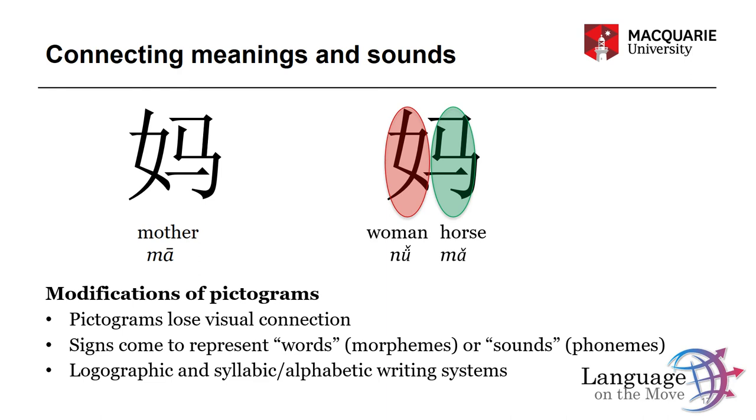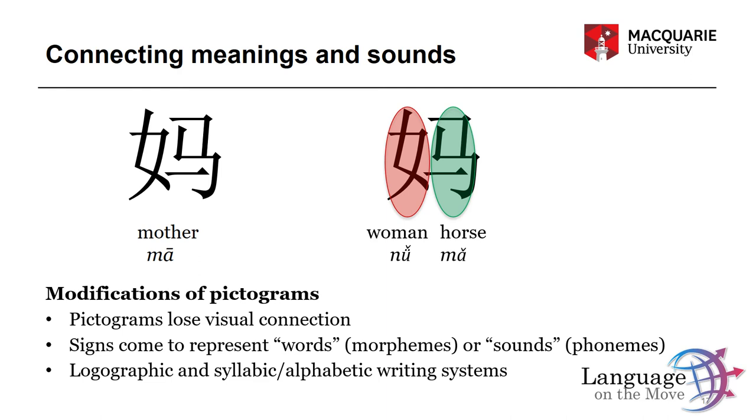A morpheme is defined as the smallest unit in a language that carries meaning. Horse is such a smallest unit. And a phoneme is the smallest unit in a language that distinguishes meaning. So the sound A is a phoneme of English.